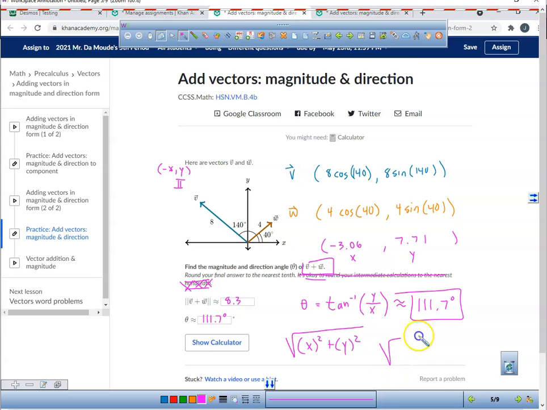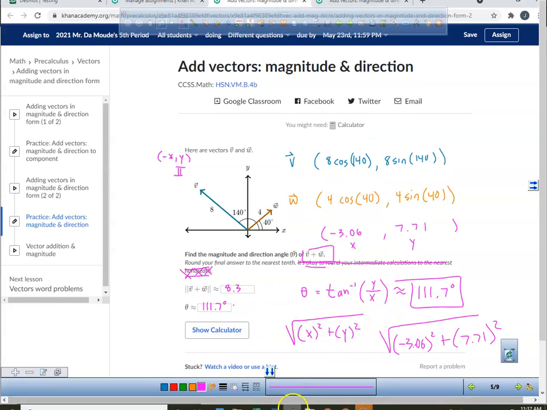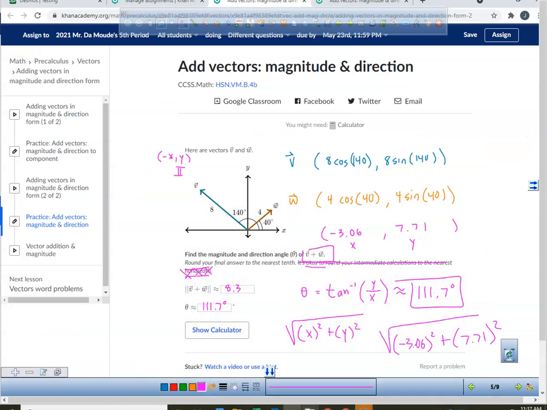So if you're wondering what I did, I took the whole enchilada of that negative 3.06 and I squared it. Then I took the whole enchilada of that 7.71 and squared it to get to that 8.3. So we'll see if that will suffice for this answer. 8.3 and 111.7.